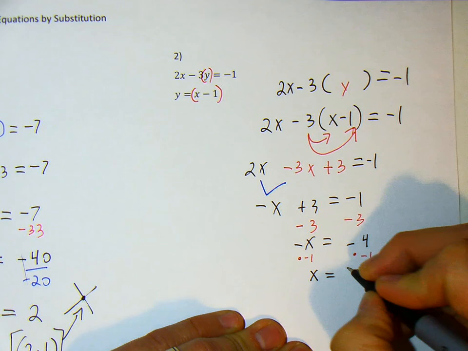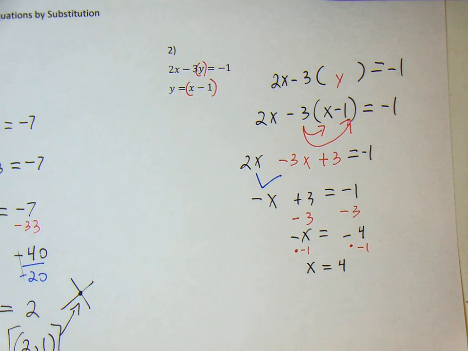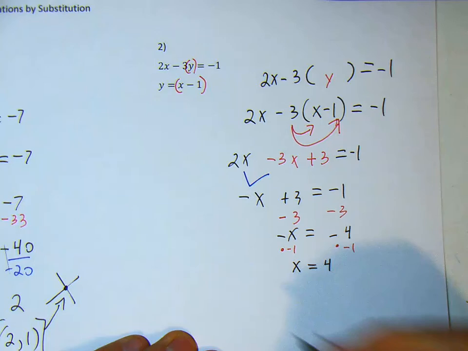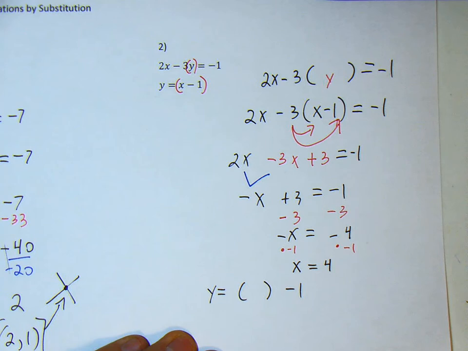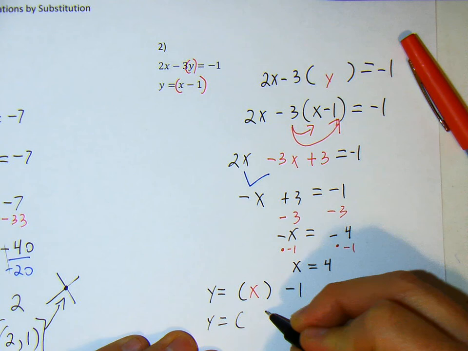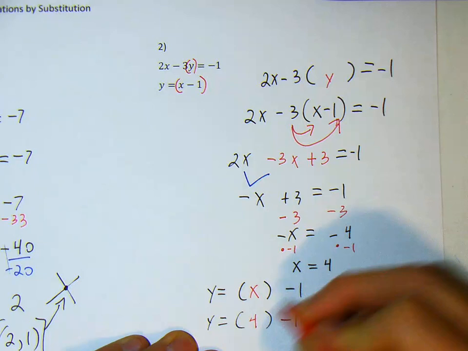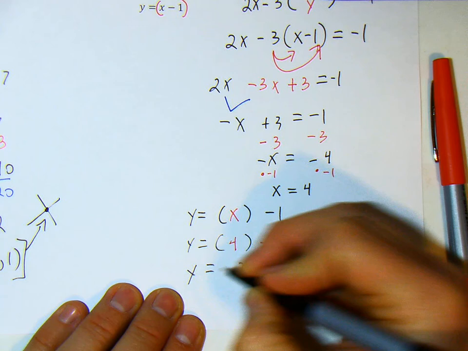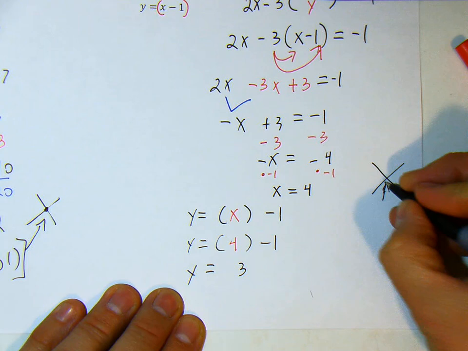And once again, a solution set for a system of linear equations is a coordinate point. And a coordinate point has two values, an x and a y. We have the x, now we need the y value. I'm going to plug it back into this slope-intercept form. Y is equal to x minus 1. So I know that y is equal to something minus 1. And that something will be 4, because x equals 4. I can substitute 4 for x. 4 minus 1 is 3. So y equals 3. So where they intersect will be 4 comma 3. Make sure you put the x, then the y.